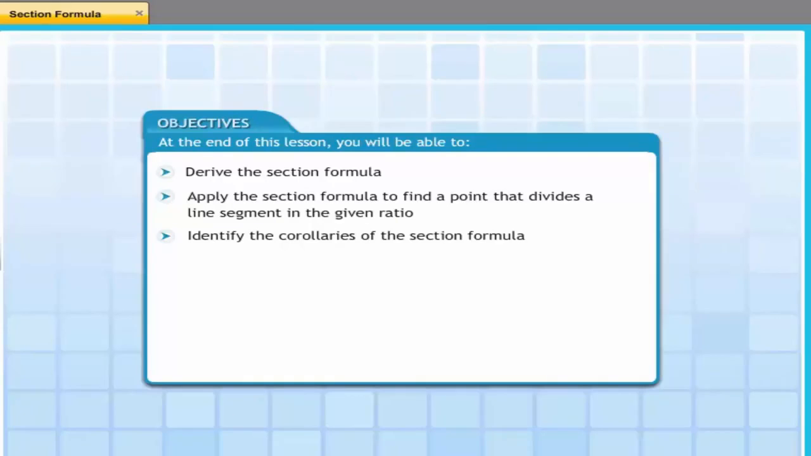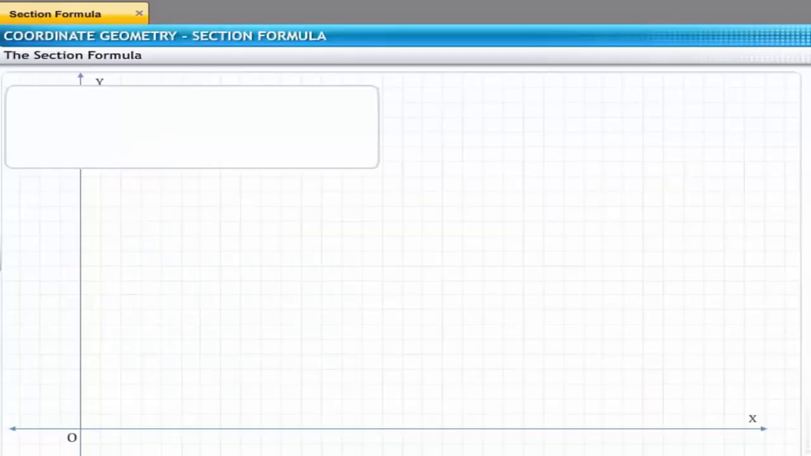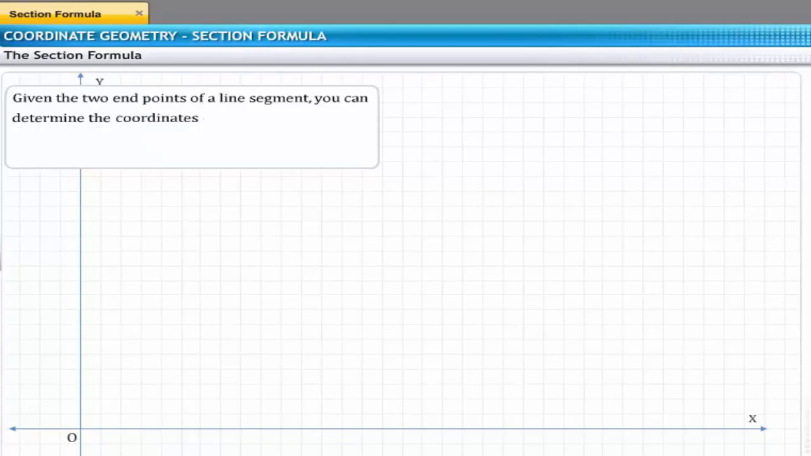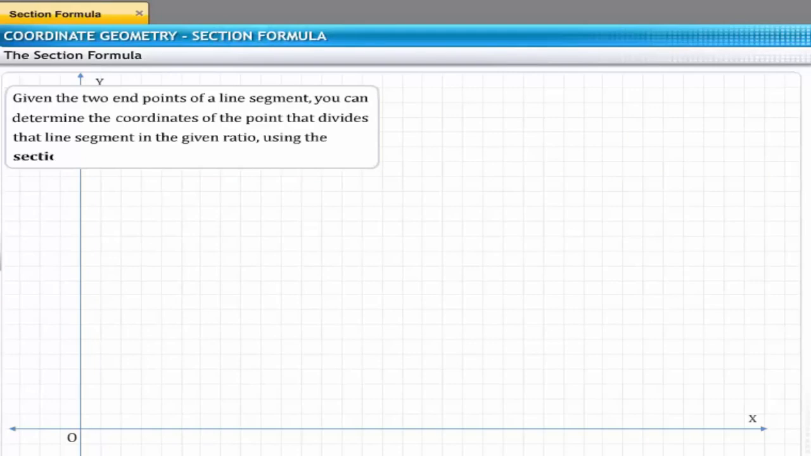At the end of this lesson, you will be able to derive the section formula, apply the section formula to find a point that divides a line segment in the given ratio, and identify the corollaries of the section formula. Given the two endpoints of a line segment, you can determine the coordinates of the point that divides the line segment in the given ratio using the section formula.